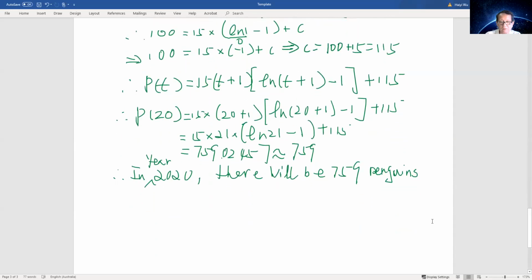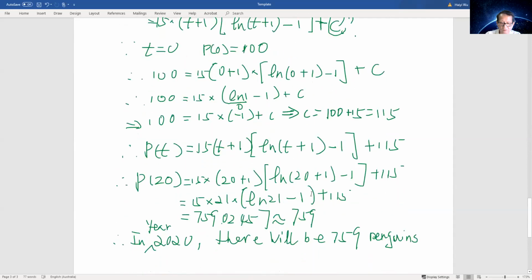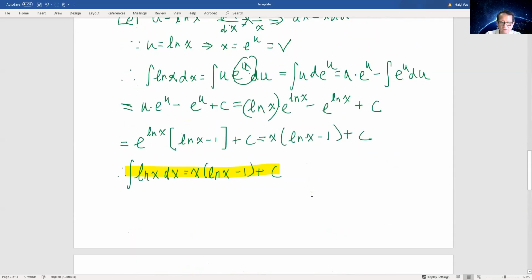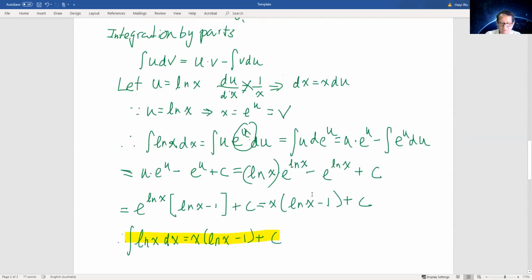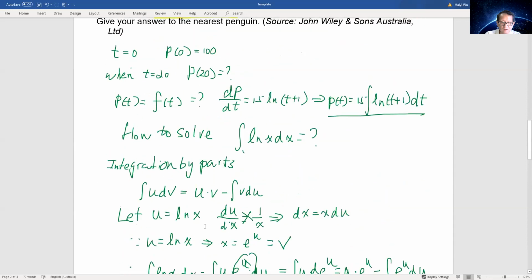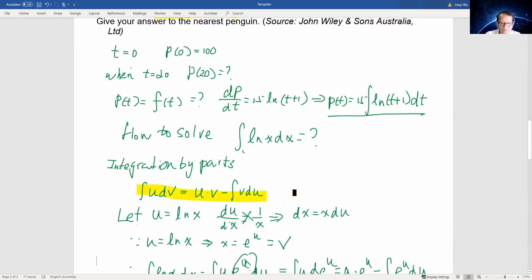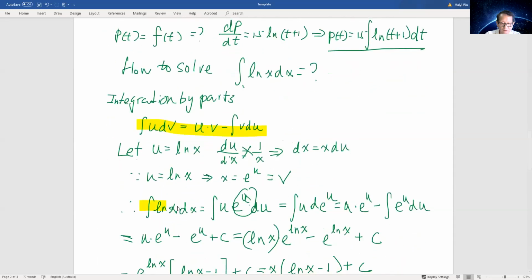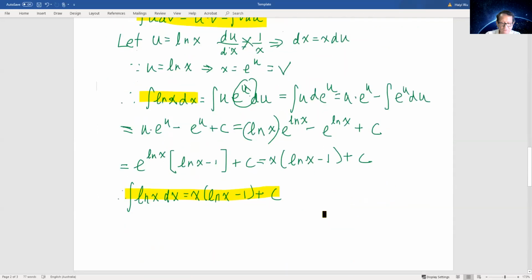Okay, that's it. We finished this question by introducing a new way to integrate a log function. This question is complex and unfamiliar, because we need to use integration by parts to integrate this log function. So this is the formula we're going to use.